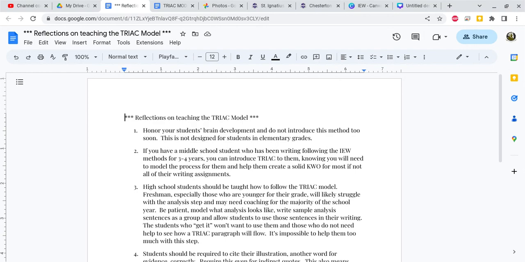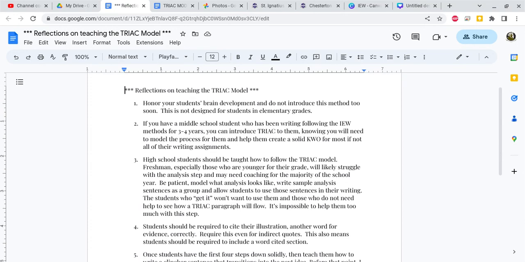Now, at the high school level, very often students will have a topic, a restriction, an illustration, an analysis, and then a second restriction, illustration, and analysis. So let's say you're doing a topic in history, and you're saying that there were multiple reasons why the United States chose to enter World War II. Your first restriction might be one of those reasons why. Then you give some evidence to support an analysis. And then the second restriction could be a second reason why the United States entered. So that's the basics of what the TRIAC model is.